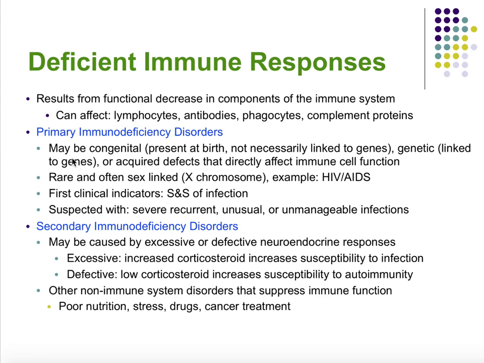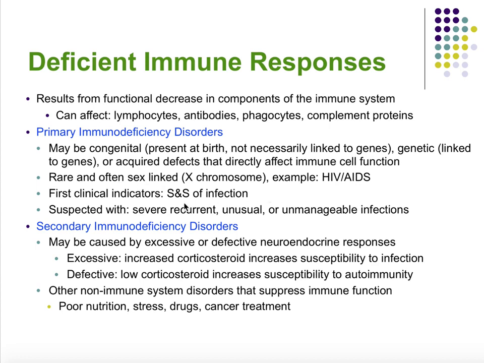Now we can discuss it in terms of a primary immunodeficiency disorder or a secondary disorder. In a primary disorder, the issue is the immune system is just not working as well. Okay, so it's an issue with the immune system. It may be congenital, present at birth, not necessarily linked to a gene. It could be genetic, in this case it is linked to genes, or it could be acquired. An example would be HIV/AIDS.